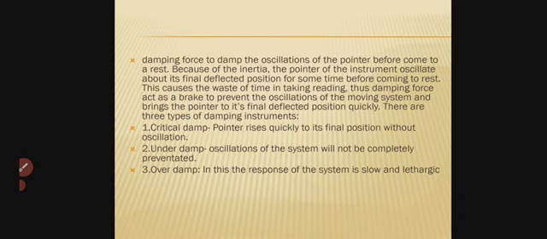There are three types of damping in instruments. One is critical damping, second is under damping, and third is over damping. Critical damping means the pointer rises quickly to its final position without oscillation. Under damping means oscillations of the system will not be completely prevented, and over damping means the response of the system is slow and lethargic.